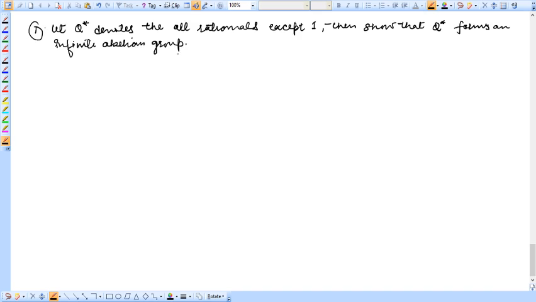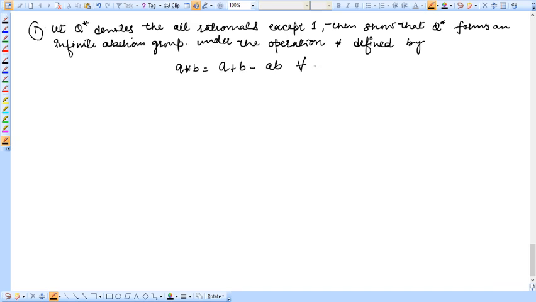Okay, under the operation star defined by a star b is equal to a plus b minus ab for all a, b belonging to Q star. So solution here.